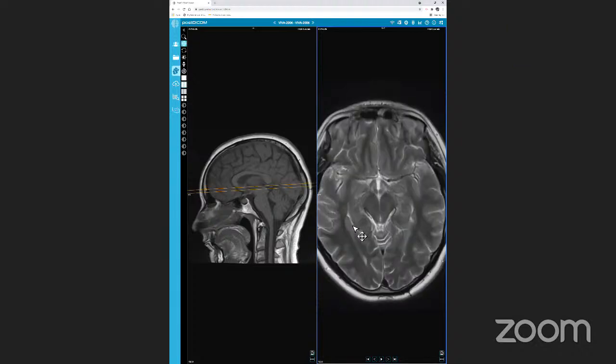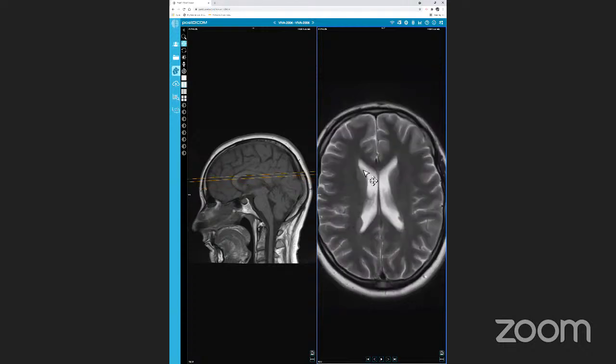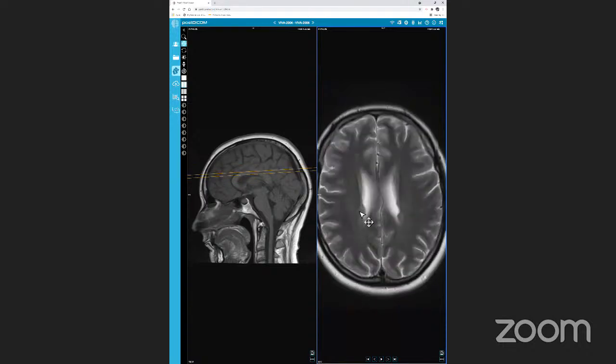Yeah, so the other abnormality is sort of like a rest of the gray matter, things like gray matter heterotopias. Yes.